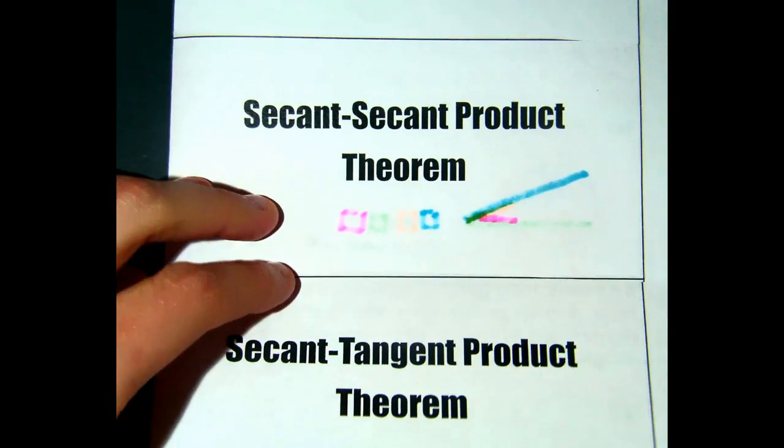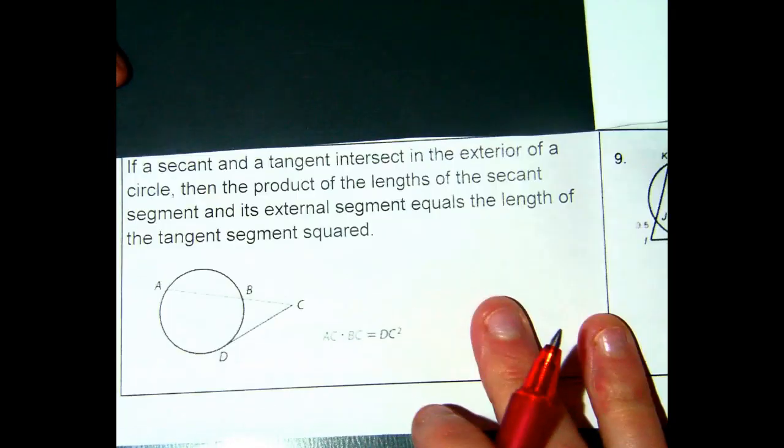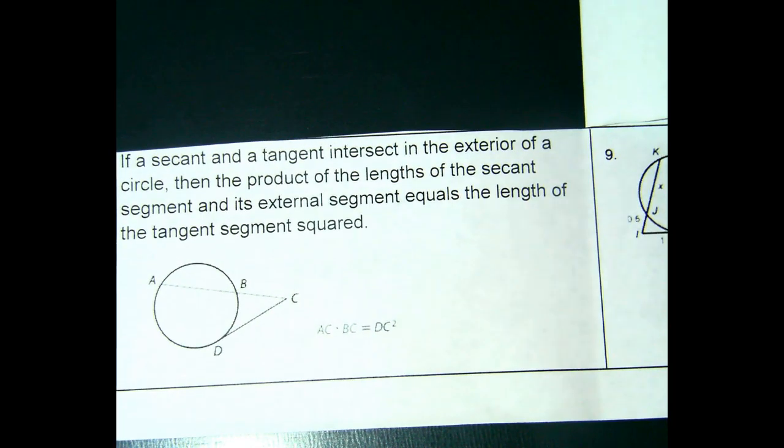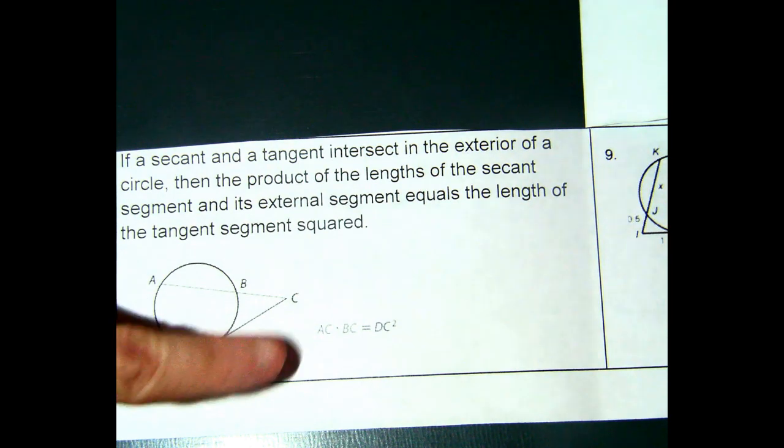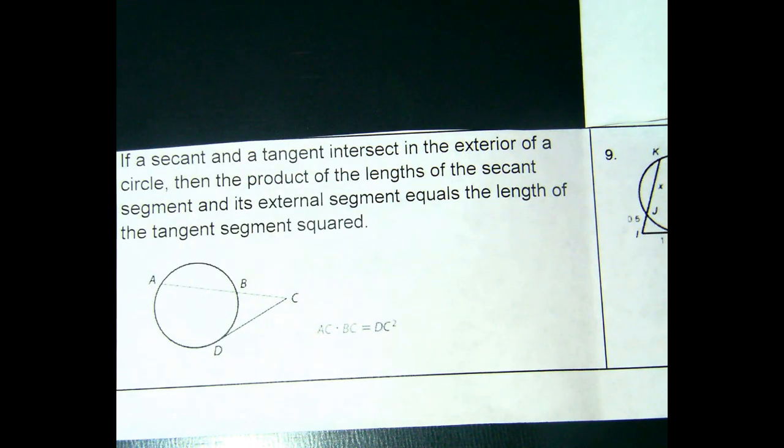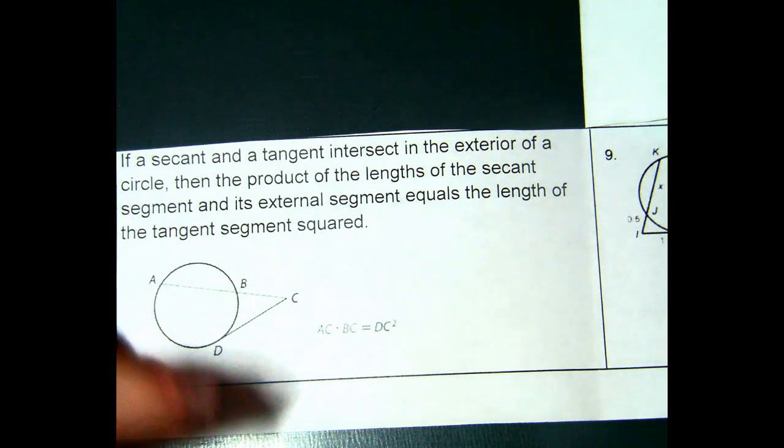The secant tangent product theorem, we have one secant, we have one tangent. If a secant and a tangent intersect in the exterior, which is the only place they can intersect because, well, you know, tangent never goes inside, then the product of the lengths of the secant segment and its external secant equals the length of the tangent segment squared.